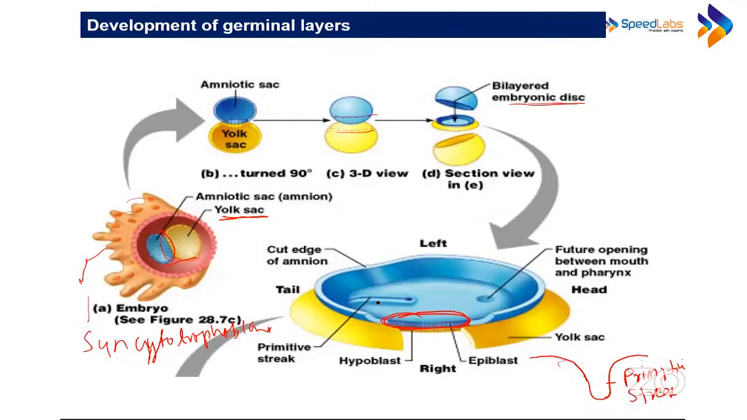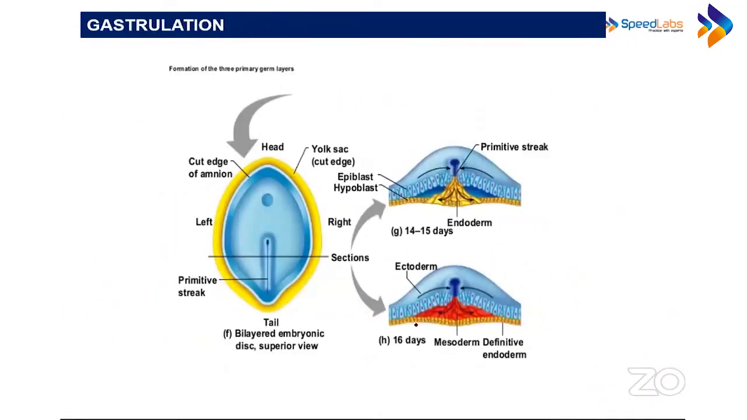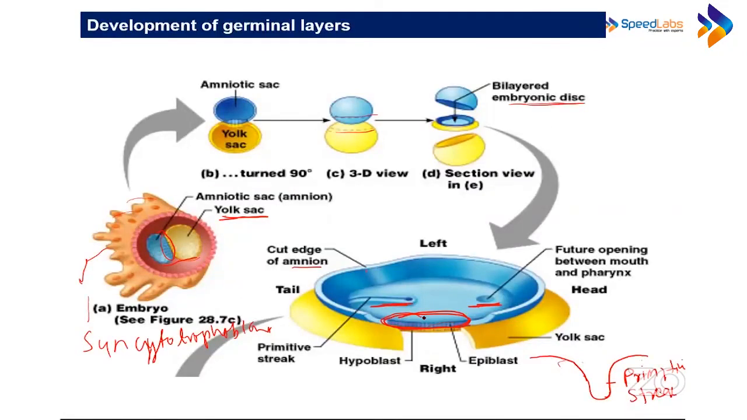You can see the primitive streak is appearing. Primitive streak से you can distinguish the head and the anus. So see, this is cut edge of the amnion. यहाँ से cut करोगे तो ये edge cut हो जाएगा, right? A better view of this, इसको enlarged करके दिखाया है.